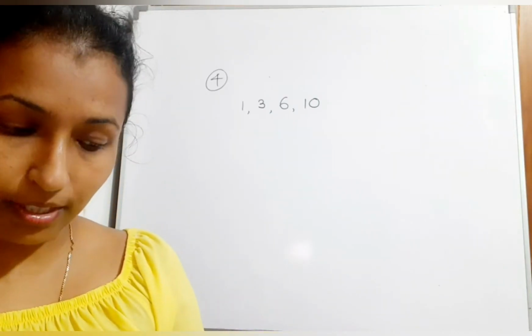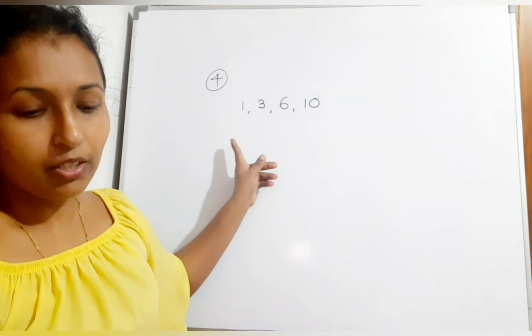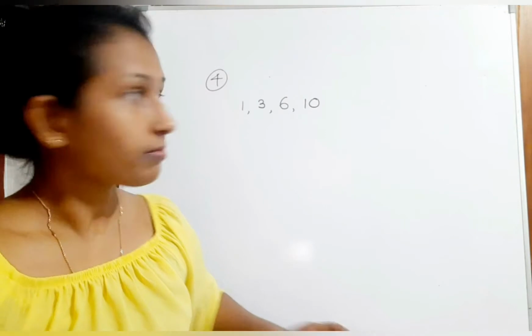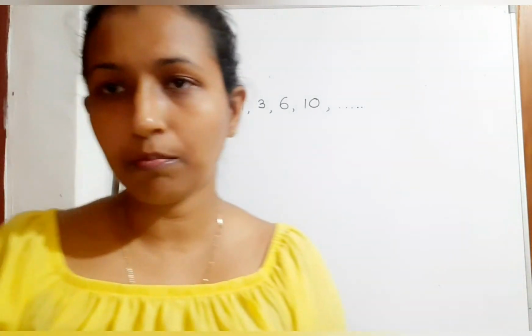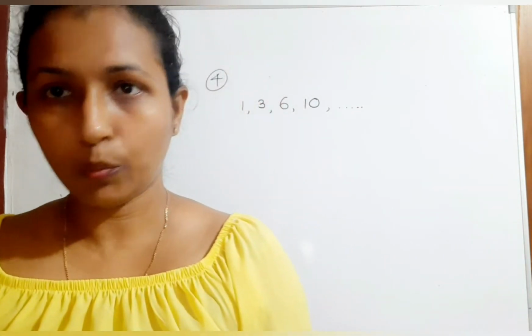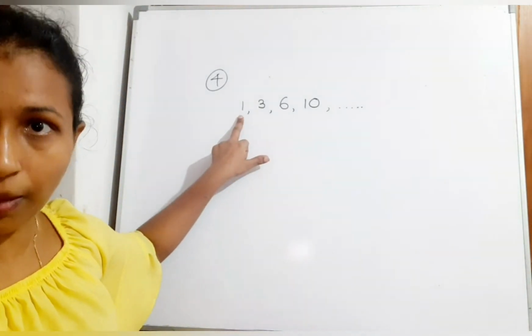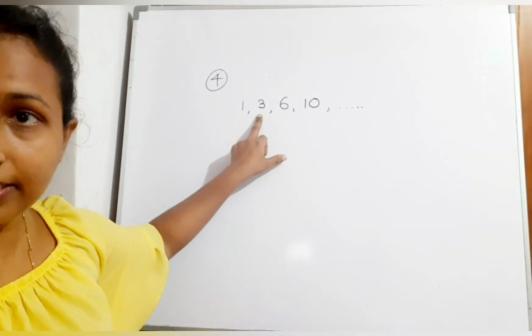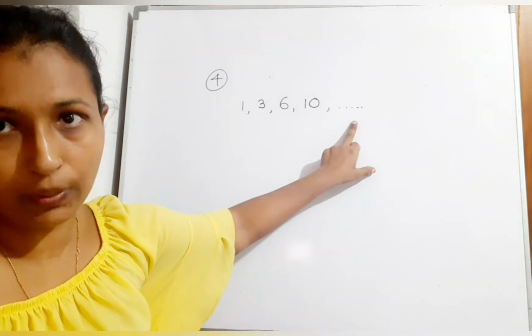In the fourth question, in this pattern of triangular numbers, you have to write down the next term. What do you mean by triangular numbers? Triangular numbers means the numbers that can be represented in a triangle by dots. Then how is this pattern built up? This is the first triangular number, this is the second triangular number, and this is third and fourth. We have to write the fifth triangular number.